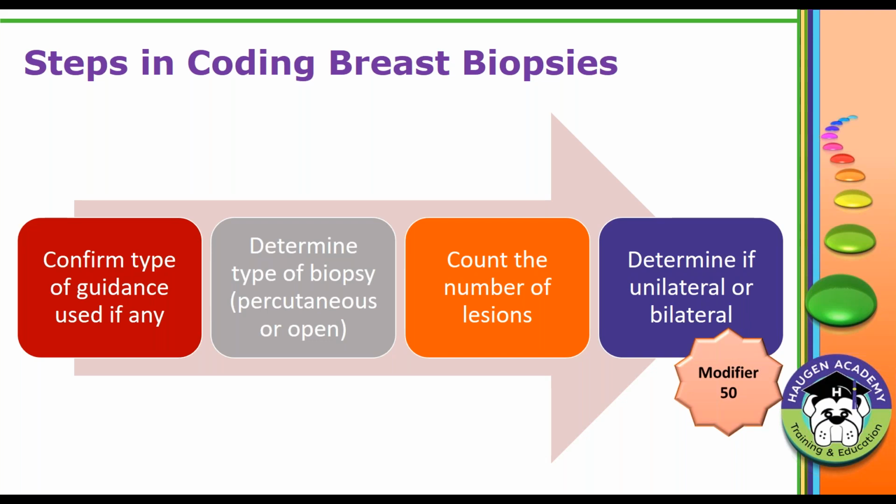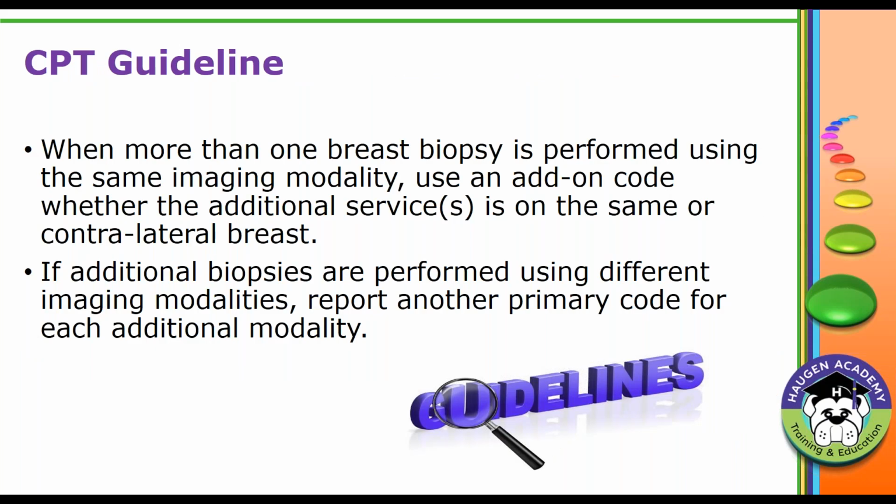There are some CPT guidelines for coding breast biopsies. So when more than one breast biopsy is performed using the same imaging modality, use an add-on code whether the additional service is on the same or contralateral breast. So whether it's on the same or opposite side, you're going to use the same add-on code. If additional biopsies are performed using different imaging modalities, report another primary code for each additional modality. So hopefully that makes sense. And it is a CPT guideline, so it's in your book.